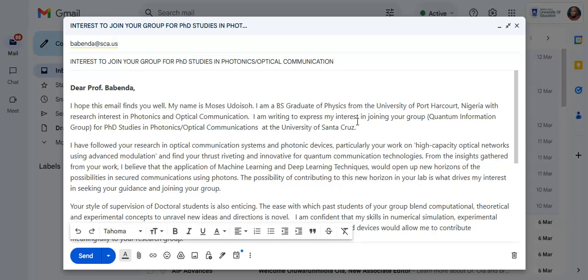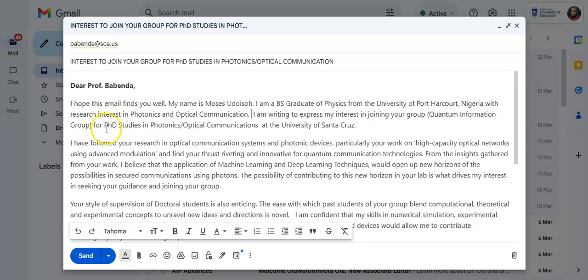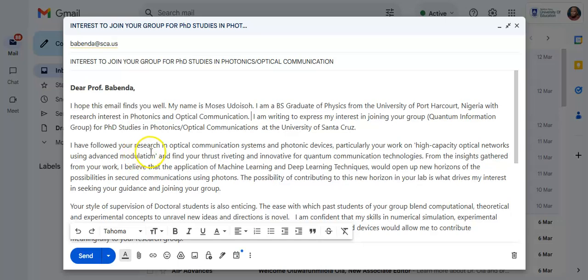So your first paragraph tells who you are, where you're coming from, what you seek. Once you're able to put that out, you have created the first paragraph correctly. The next paragraph is your aligning interest.